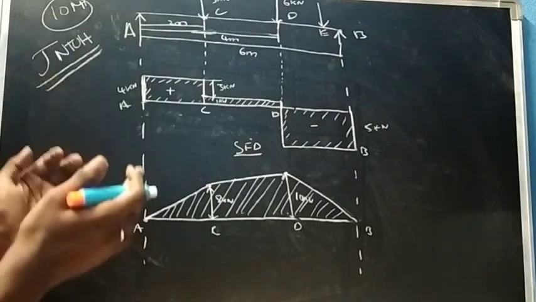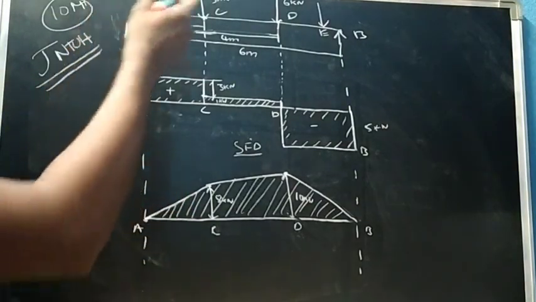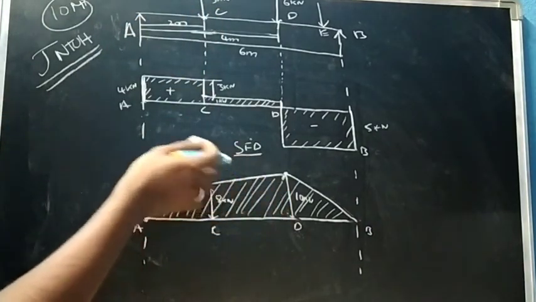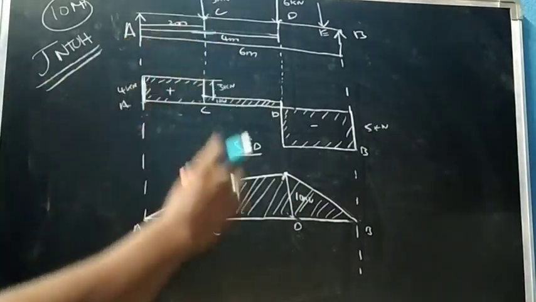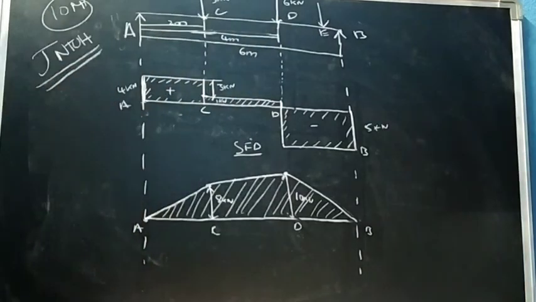In the next video we'll see what the bending moment and shear force diagram look like when the load is acting eccentric on a simply supported beam.